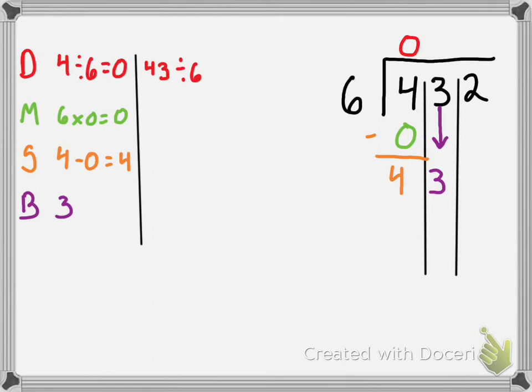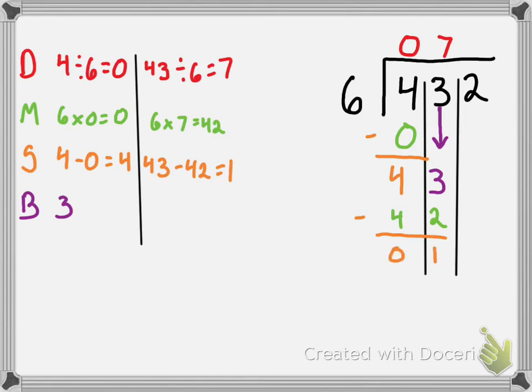So I know that 43 divided by 6 is 7, because when I move to step 2 and multiply 6 times 7, I'm going to get 42. So I'm going to write 42 right underneath 43. And I'm going to move to my next step, which is subtract. So my problem is 43 minus 42, which is 1. And a 0 in the tens place.